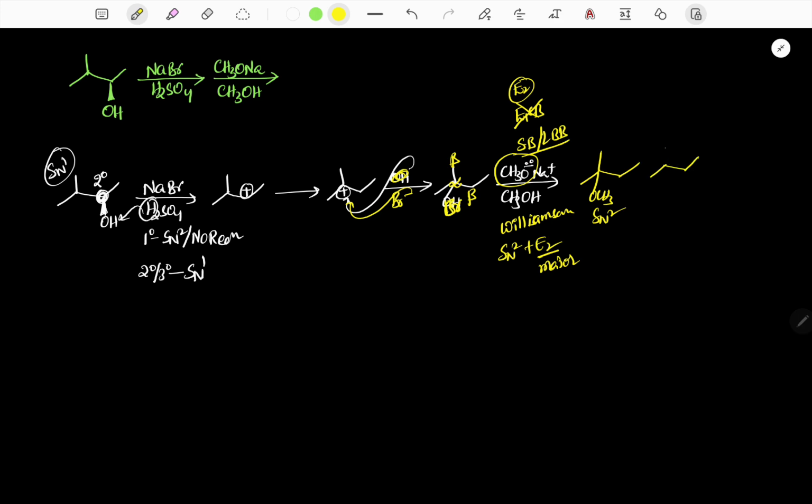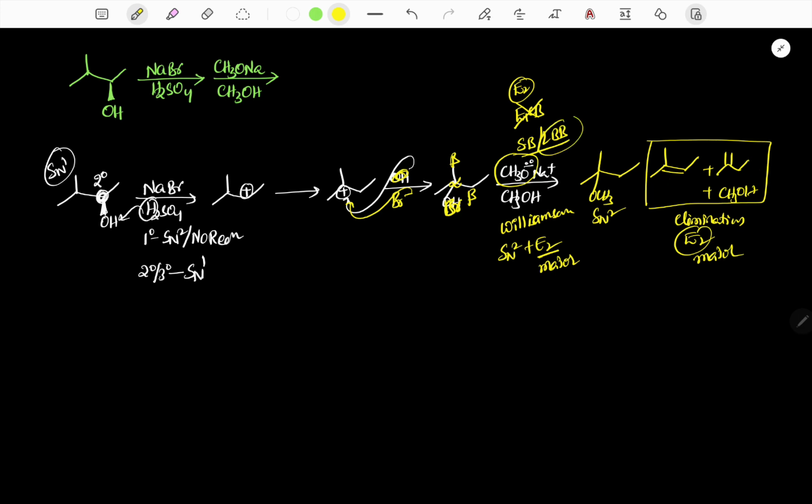Next, E2 type elimination. So these are the products from the elimination. E2 mechanism. Now here SN2 and E2, because of tertiary carbon in Williamson ether synthesis, elimination is major. Now among these two products, because of less bulky base, the stable alkene is major.